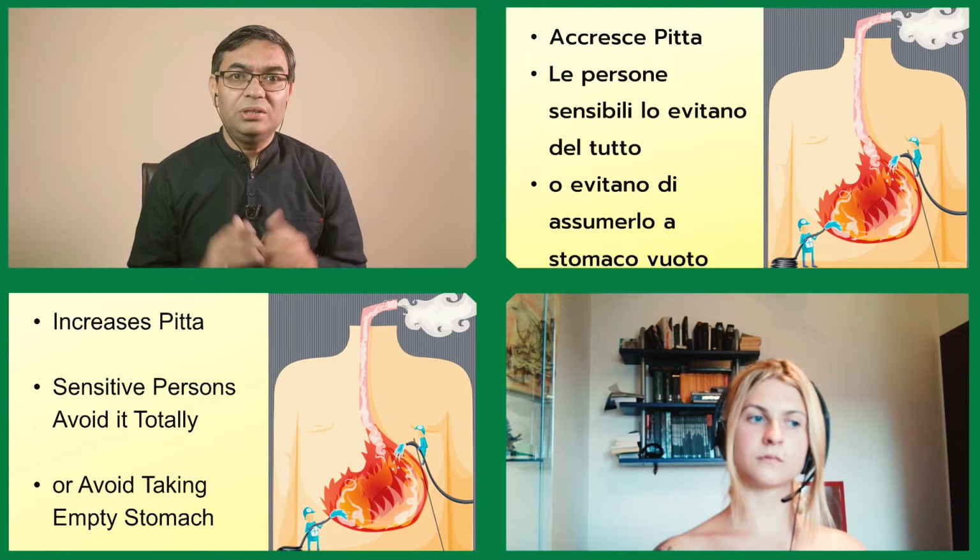As I mentioned, the anti-vata and anti-kapha qualities of garlic are good for cardiovascular well-being, but it also increases pitta.